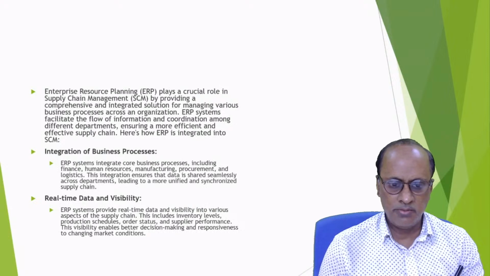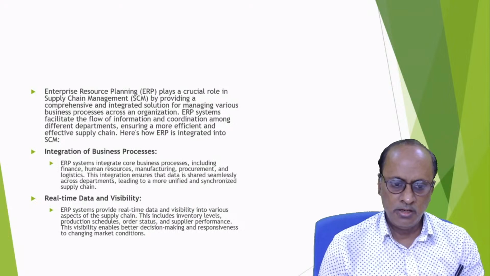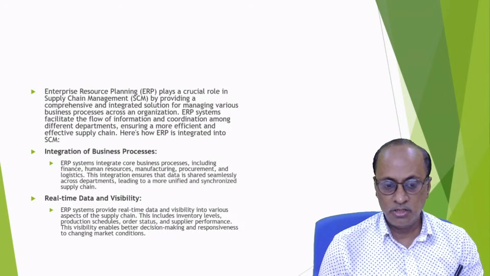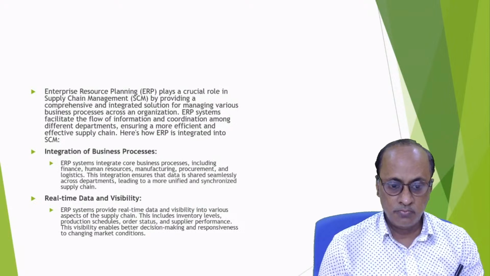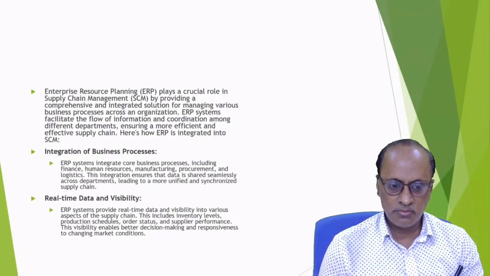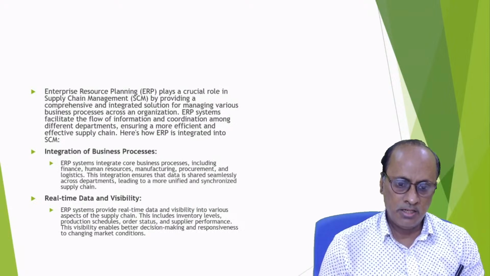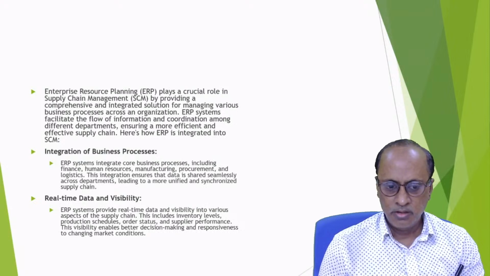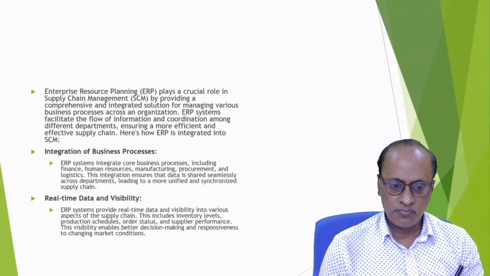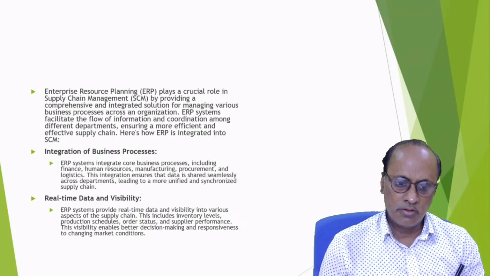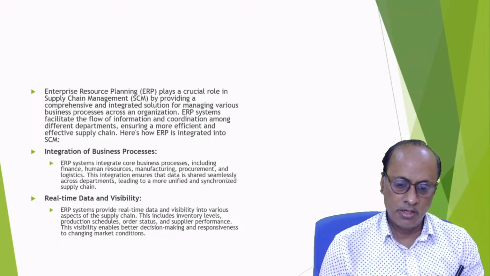Real-time data and visibility. ERP systems provide real-time data and visibility into various aspects of the supply chain. This includes inventory level, production schedule, order status, supplier performance. This visibility enables better decision making and responsiveness to changing market conditions. That means ERP helps in sound decision making and responsiveness under changing market conditions with the help of real-time data.